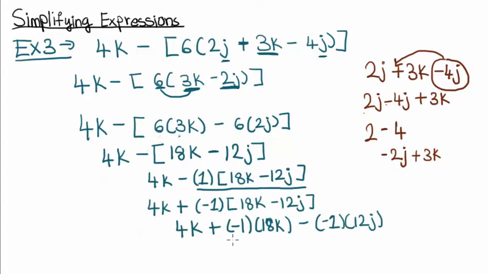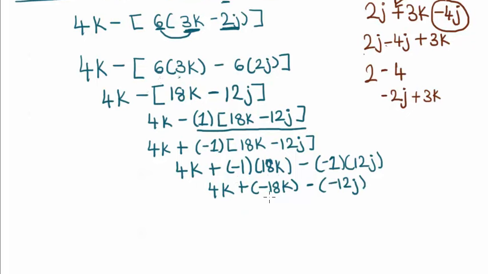Now I can further simplify by simply multiplying negative 1 and 18 together to give me a negative 18. And multiply negative 18 with the k to give me a negative 18k. I can further simplify negative 1 times 12j to give me a negative 12j. When I'm adding a negative, that is the same thing as saying I'm subtracting that number. And when I'm subtracting a negative, that is the same thing as saying me adding that number.